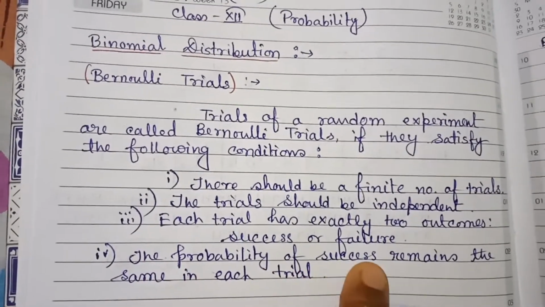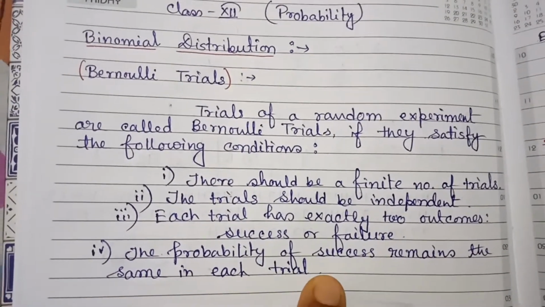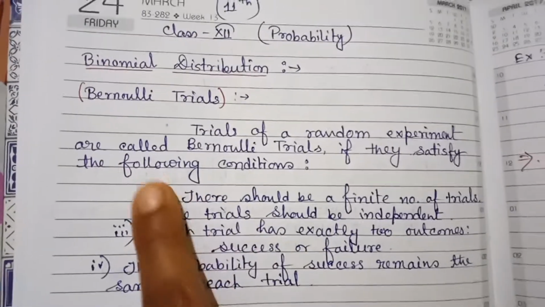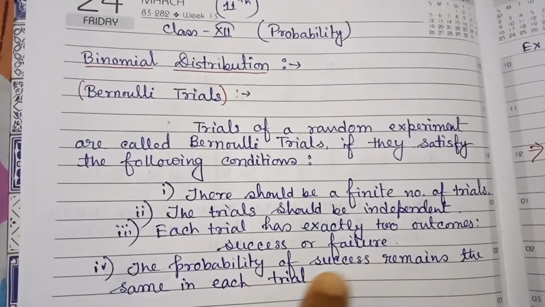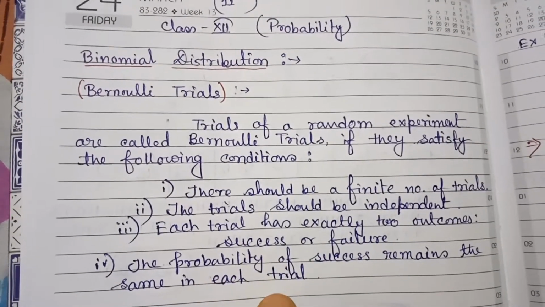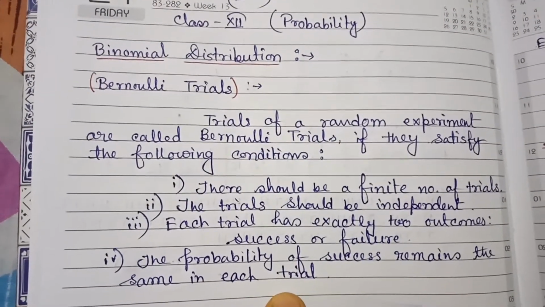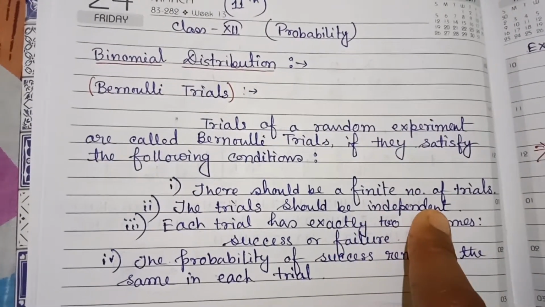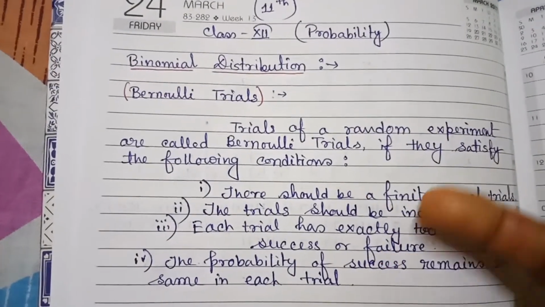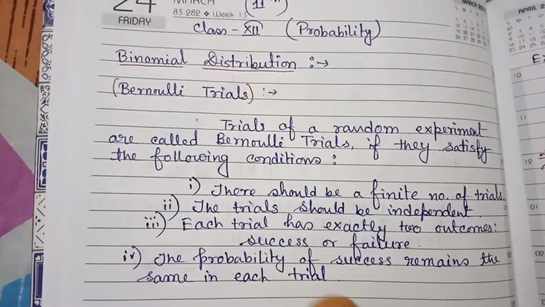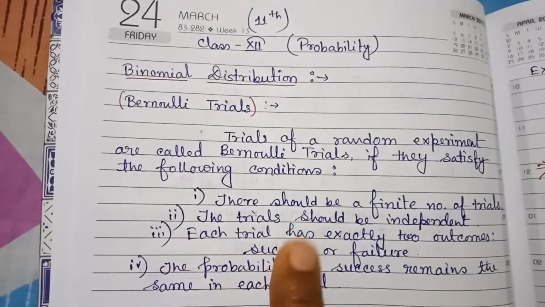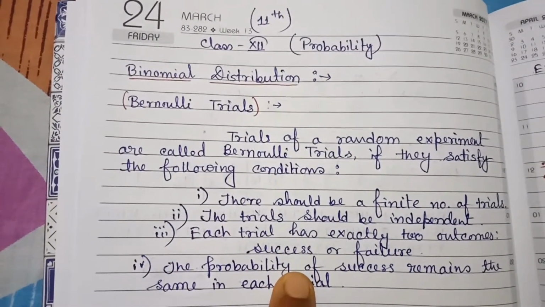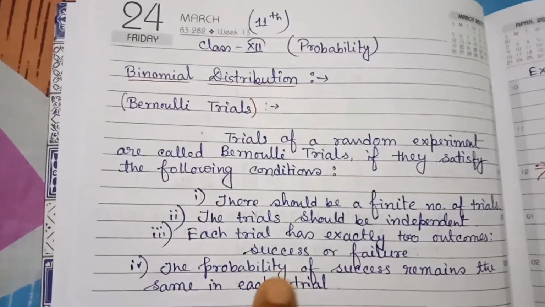The probability of success remains the same in each trial. That means Bernoulli trials only deal with the same probability of success in each trial. Like first we said that the trials must be independent, now in each trial the success's probability must be the same. Now these Bernoulli trials will be very much clear if we do some examples.